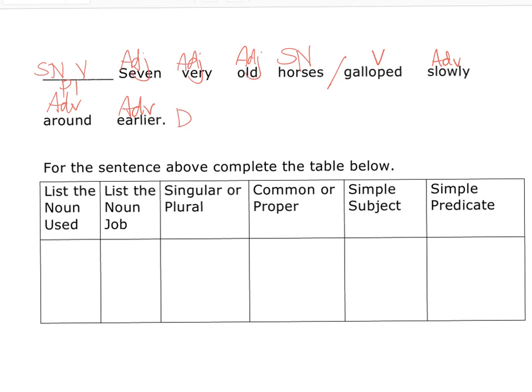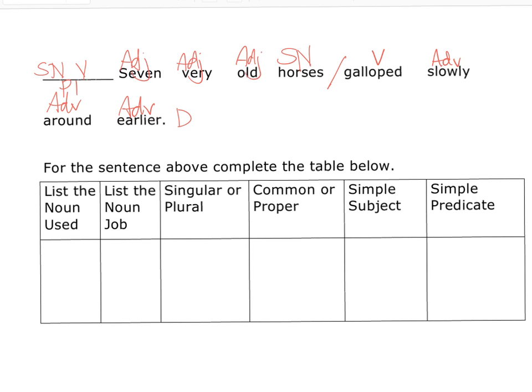Now that I have my information filled out in my sentence, I'm going to start filling out some information in this chart. And the great thing about our chart is that at the very top, it tells us exactly what we are going to look for within the sentence. It says, for the sentence above, complete the table below. And so the very first column asks us for the noun used.